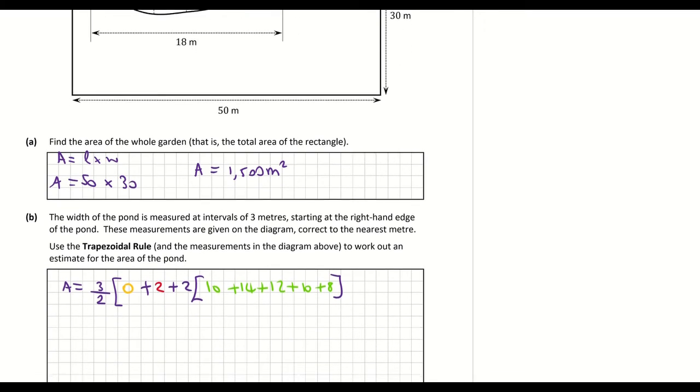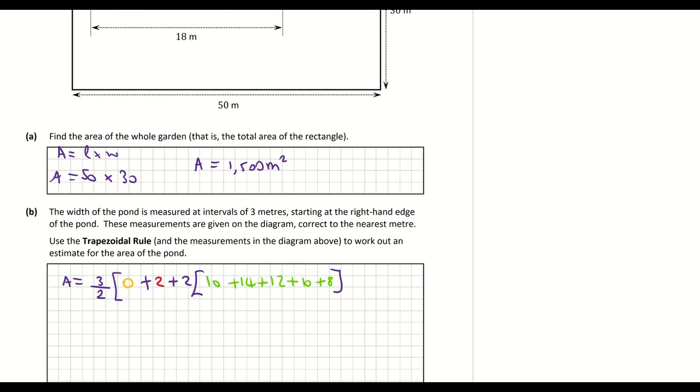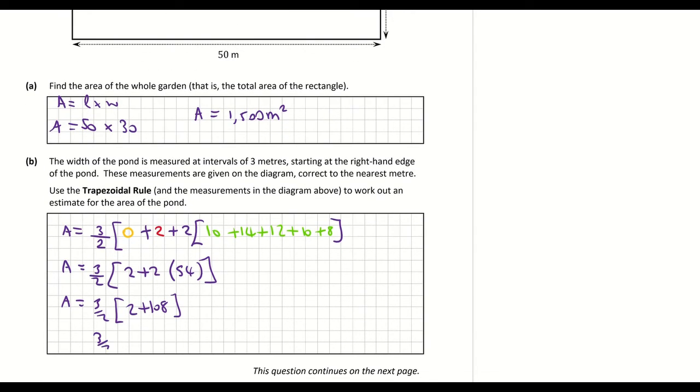When I work that out on my calculator, I'm getting an area of 3 over 2. Add the 0 and the 2, you get 2, plus 2 times all of the others, which is twice 54. So A is equal to 3 over 2 times 2 plus 108, which is 3 over 2 times 110. So the area of the pond is 165 meters squared. This question continues now in the next page.